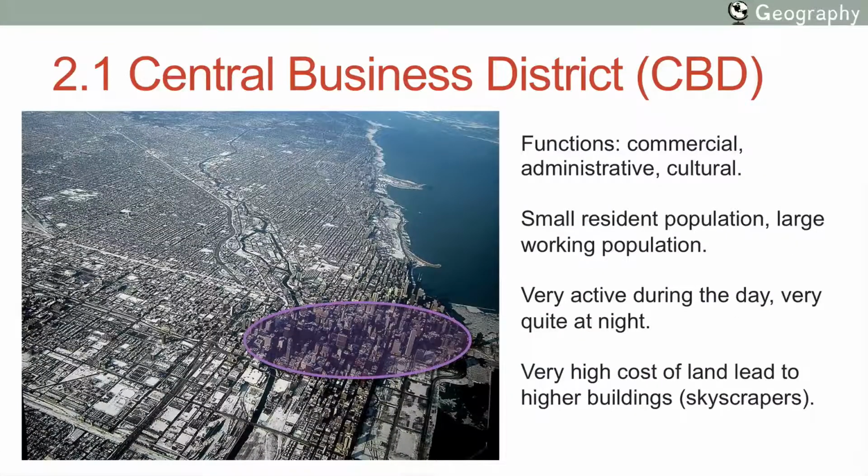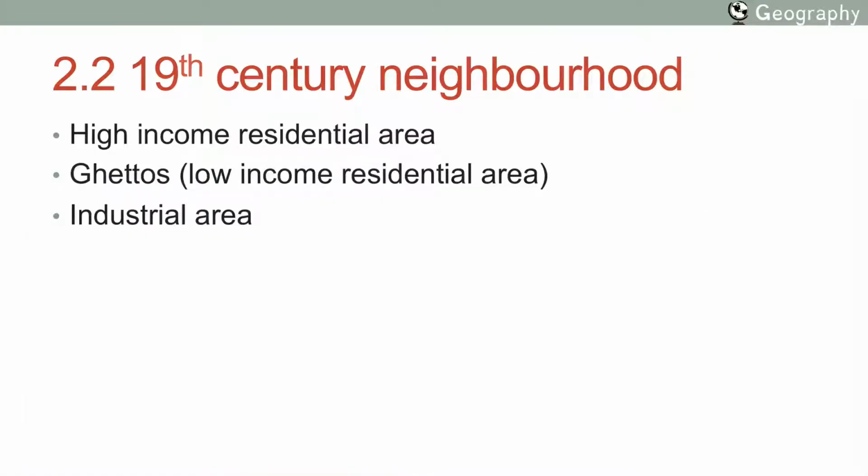Where is it located? You can see the Central Business District here in the purple area. Around this Central Business District, you have the 19th century neighborhoods. We can split them into 3 different areas. We have the high-income residential area, the low-income residential area, also called ghettos, and the industrial area. All these areas have the same origin, at the same period, in the 19th century.